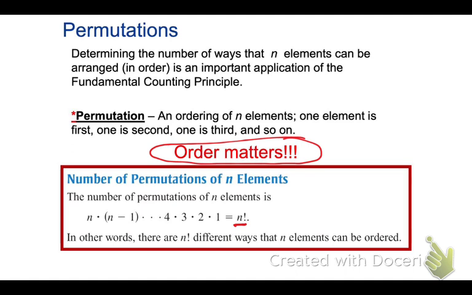So if I have 5 people and I need to know how many different ways I can place those 5 people in a row, it would be 5 times 4 times 3 times 2 times 1. So 20 times 6 would be 120 different ways I could place them. Make sense? Tell me when you're okay.